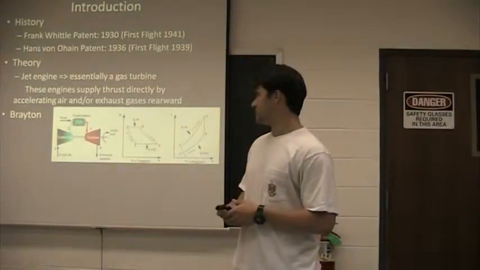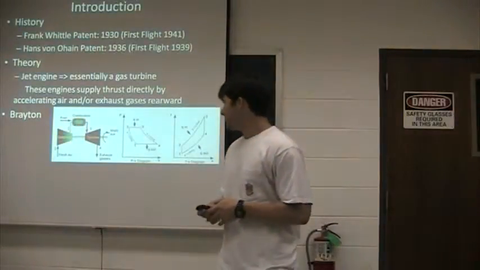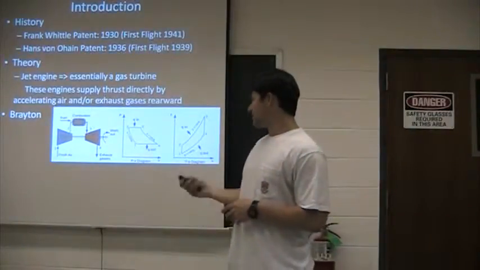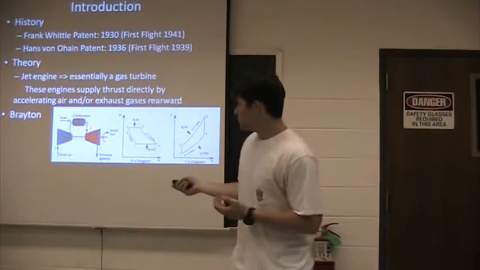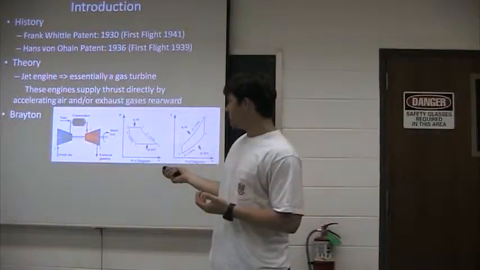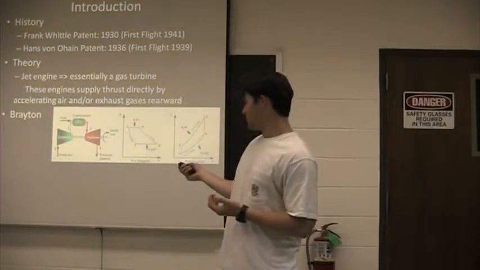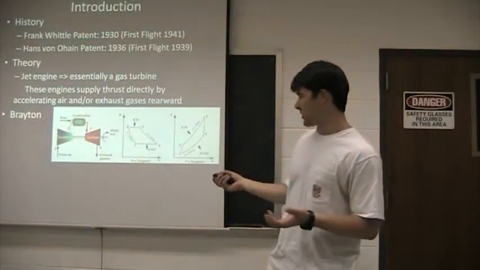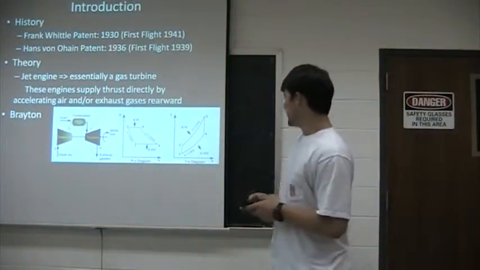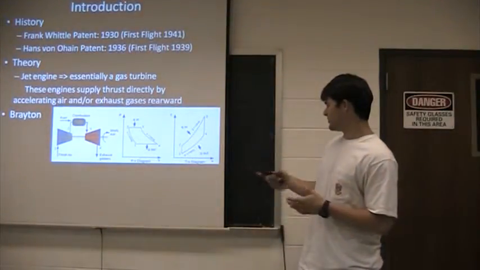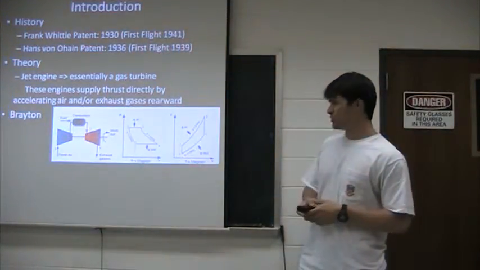A jet engine is essentially a gas turbine. They supply high thrust by accelerating air, and this utilizes the Brayton cycle, which basically has air come into the compressor, it's combined with fuel, where it undergoes combustion, and then after combustion it turns the turbine, which produces work out and exhaust gases. This is the diagram right here, the pressure and the temperature-entropy diagrams.